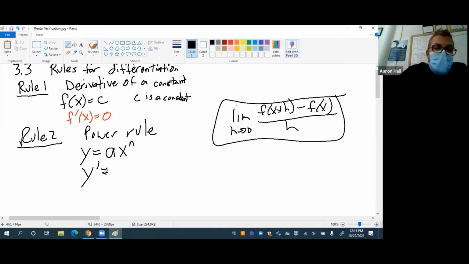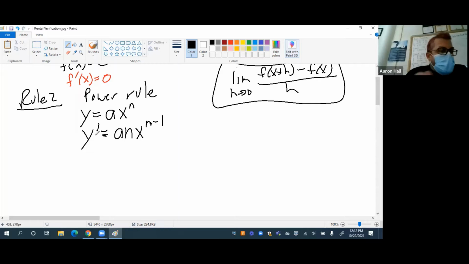If my function is a times x to the power of n, then the power rule tells me that the derivative is a n x to the power of n minus 1. We multiply our coefficient by the exponent, and then we subtract 1 from the exponent.